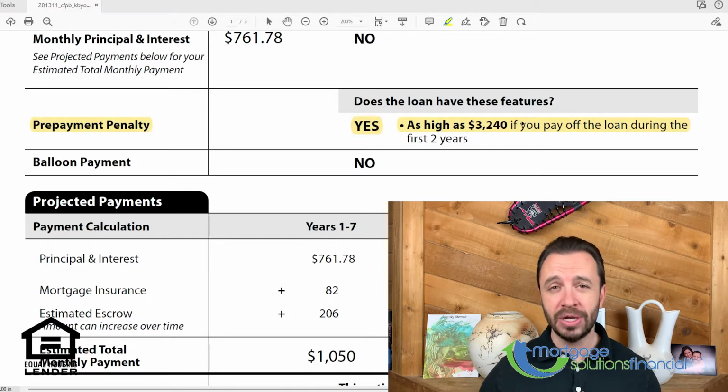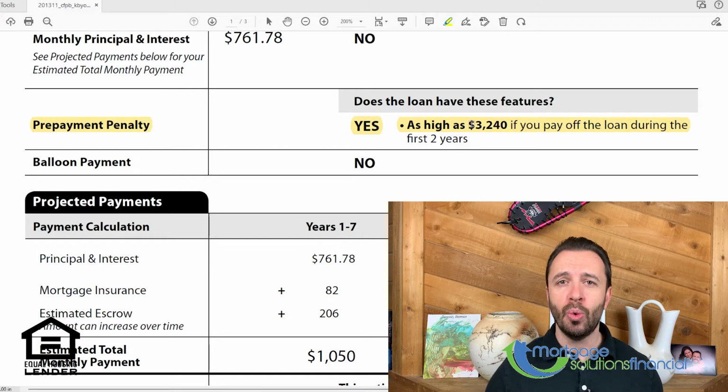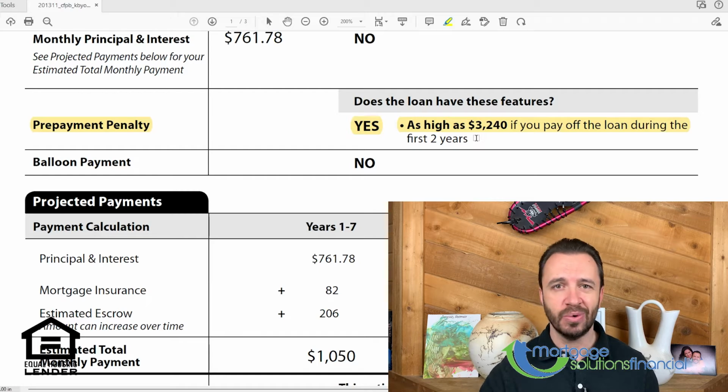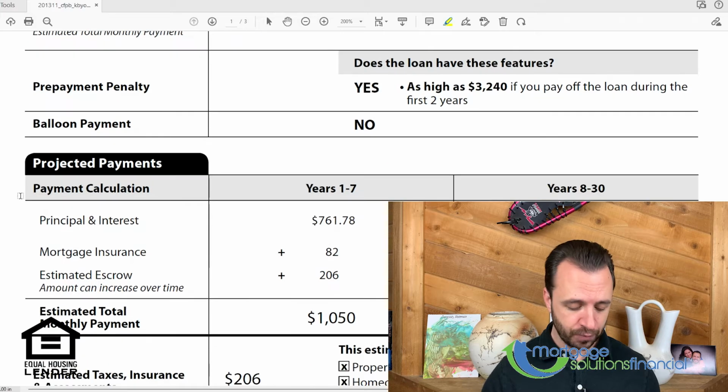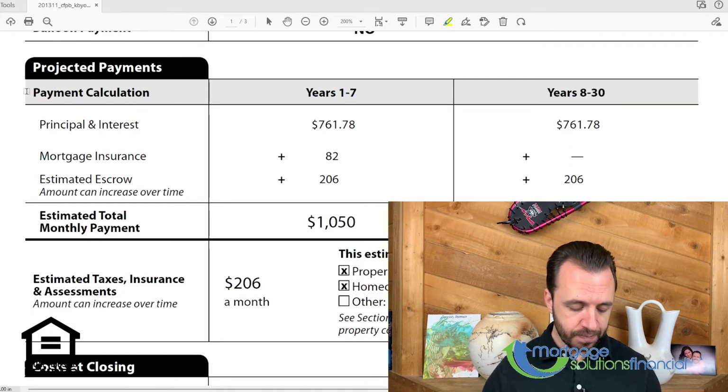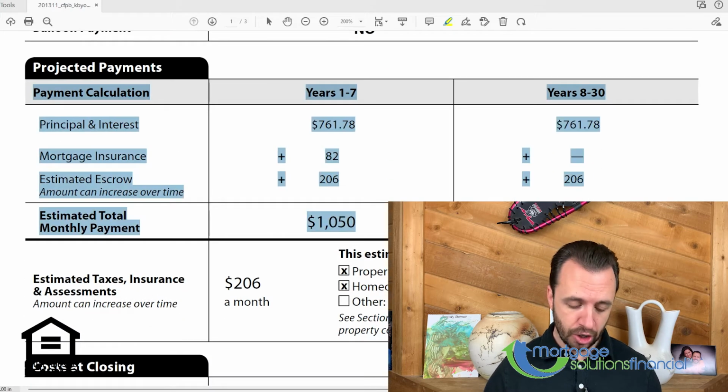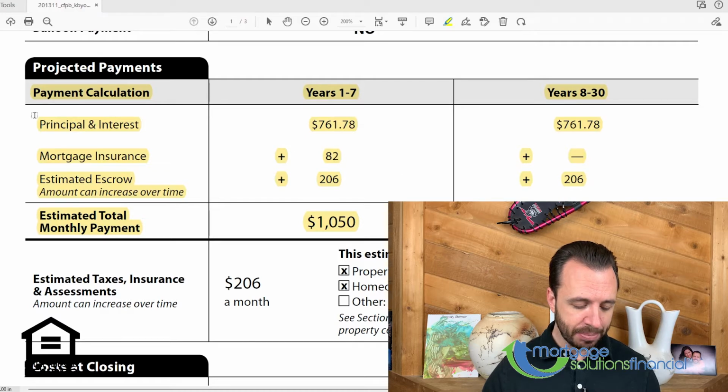Then below that, we've got the prepayment penalty. It's important to know whether your loan has this or not because maybe you're planning on paying this off a little bit early, right? You're planning on paying extra payments to that principal every month, maybe an extra $50, whatever. You need to know if you can or can't do that with a penalty on your specific loan. Is there a balloon payment? No, in this case.